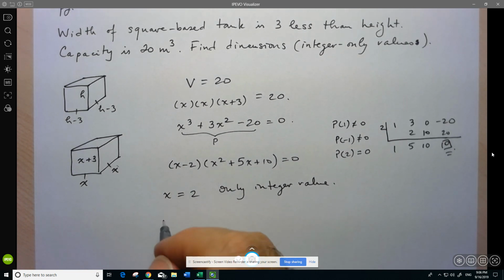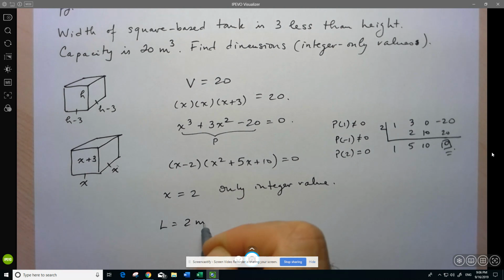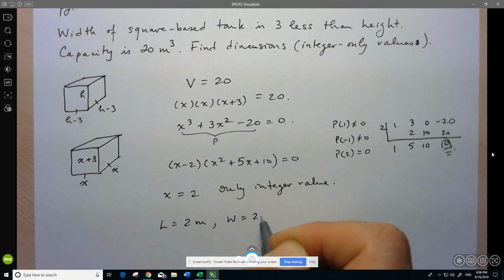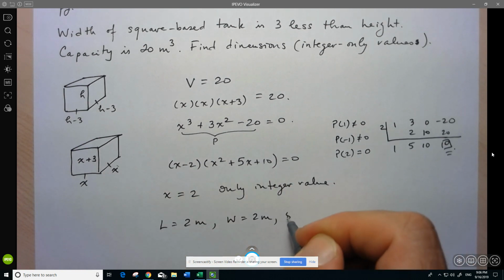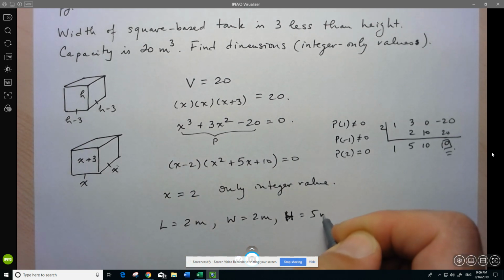So what do we have? We have a length of 2 meters, a width of 2 meters, and a height of 2 plus 3, 5 meters. Oops, a height of 5 meters.